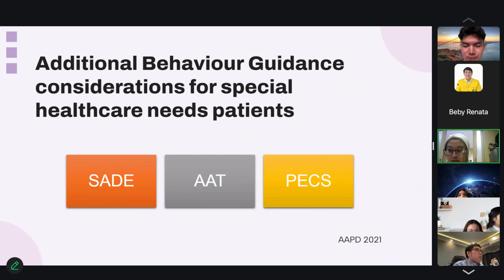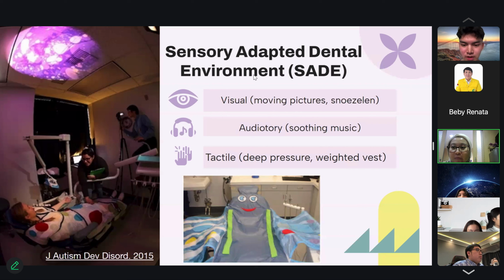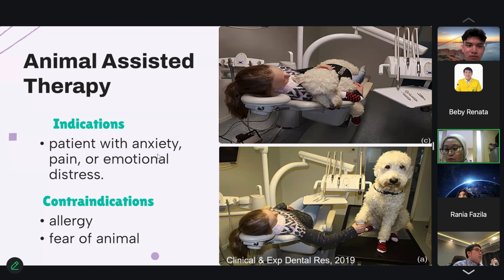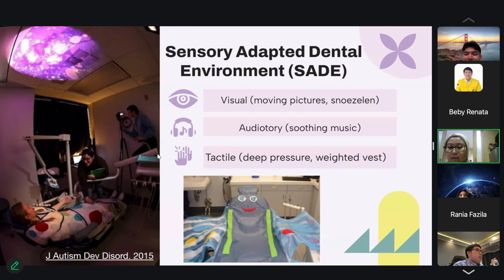So first is Sensory Adapted Dental Environment, or SADE. This technique combines any adjustment of the sensory approach to reduce overstimulation of the senses. So usually this technique is used for autism patients.